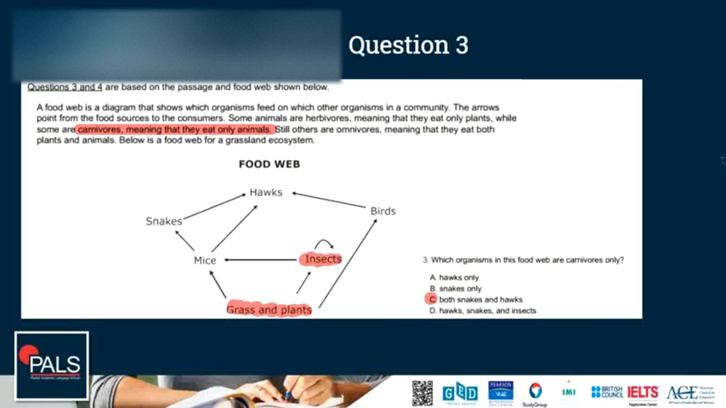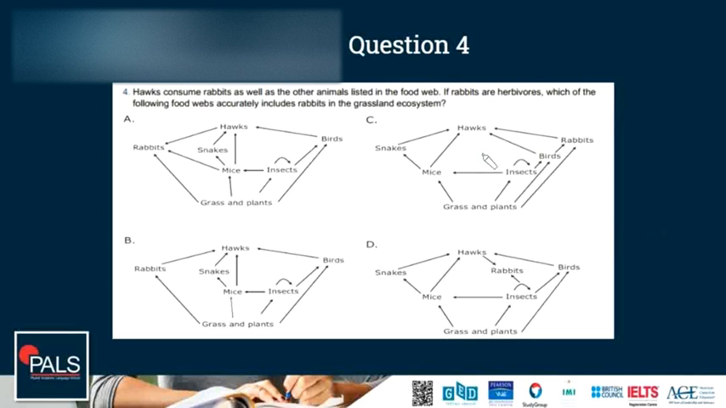Okay, let's move on to the next question. So, again, this is a question based on the previous information. Hawks consume rabbits as well as the other animals listed in the food web. If rabbits are herbivores, which of the following food webs accurately includes rabbits in the grassland ecosystem?